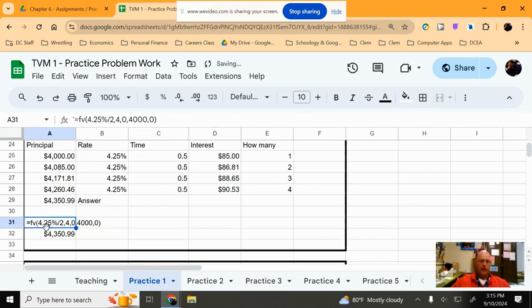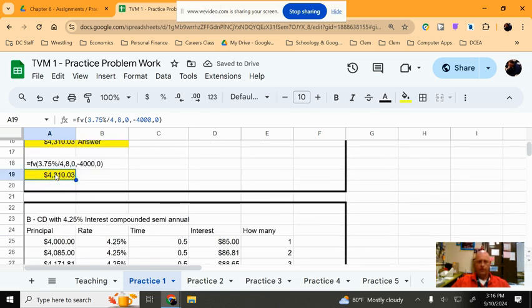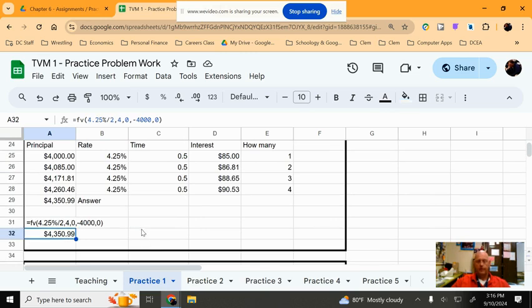Go ahead and do the future value way. Again, our 4.25% annual interest rate, adjusted for time, divided by 2, or multiply it by 0.5, gets you the same answer. Comma, how many times did we do math? Well, we did it 4 total times, so NPER is 4. 0, we're going negative 4,000, so our answer spits out positive. So right now of our 2, $4,310 versus $4,350.99.